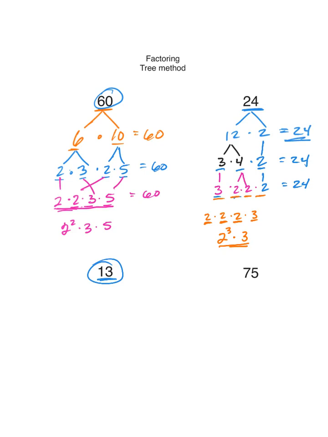So the next number is going to be the 75. When we look at 75, first thing I want to do is look and say, well, 75, what two numbers can I multiply together to give me 75? And some people will write 1 times 75. Well, that's fine, but it didn't get you anywhere. So we want to know two prime numbers.